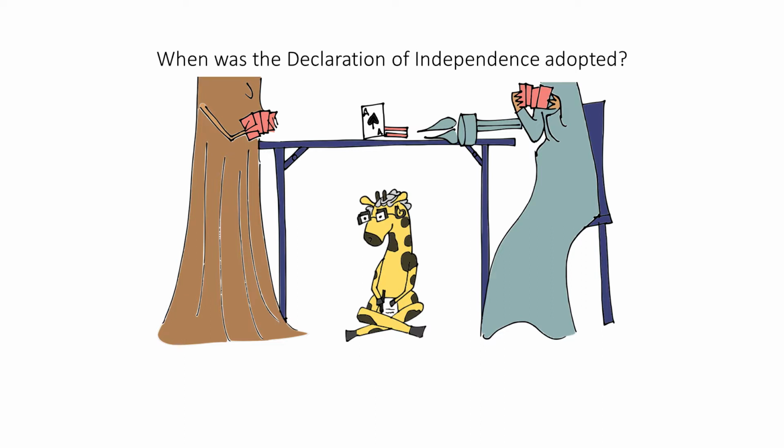When was the Declaration of Independence adopted? July 4th, 1776. The date, July 4th, should be easy to remember because we celebrate the 4th of July every year. To help you remember 1776, imagine that Jefferson Giraffe's glasses are shaped like 1776.